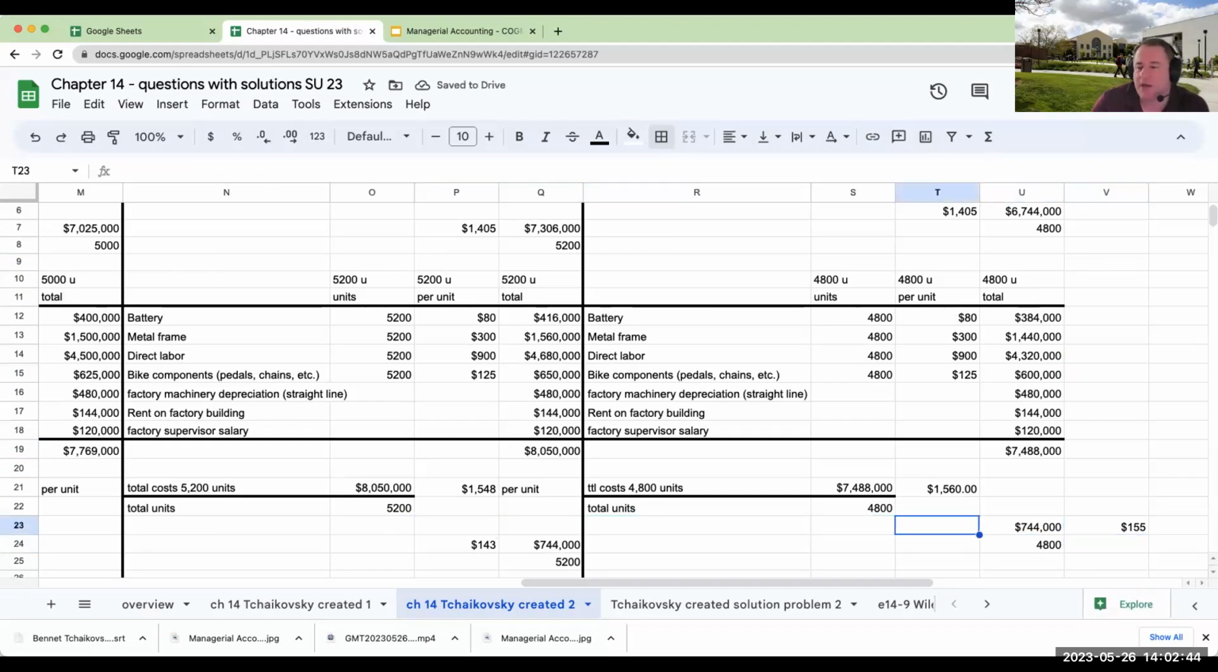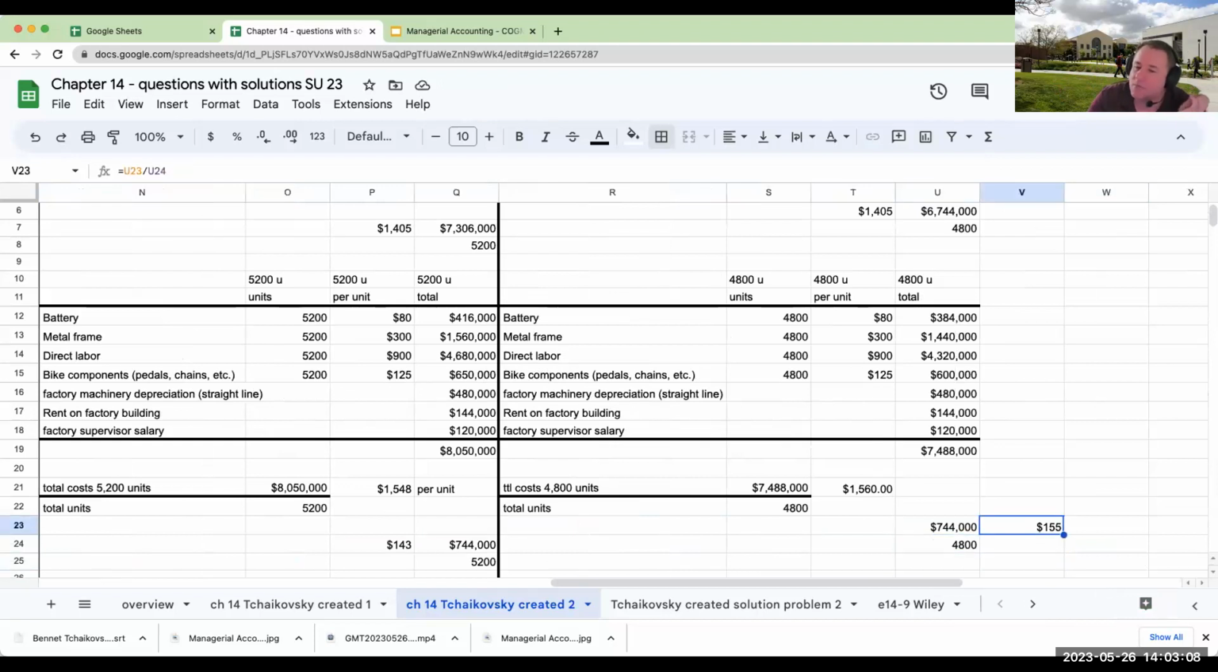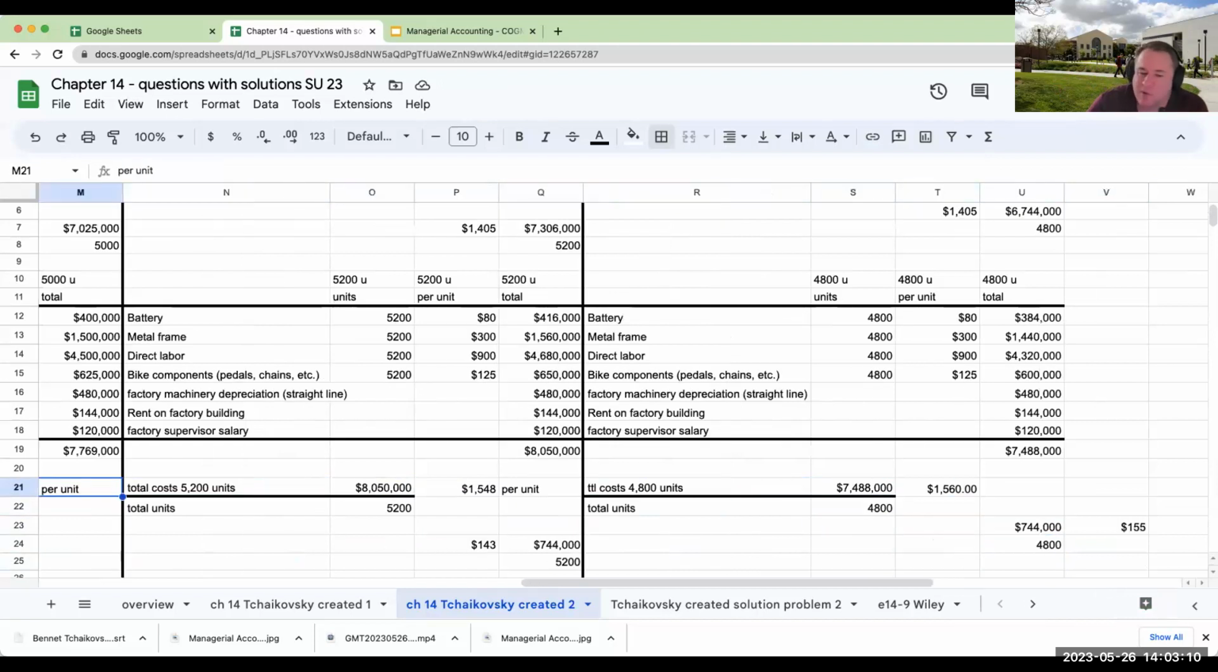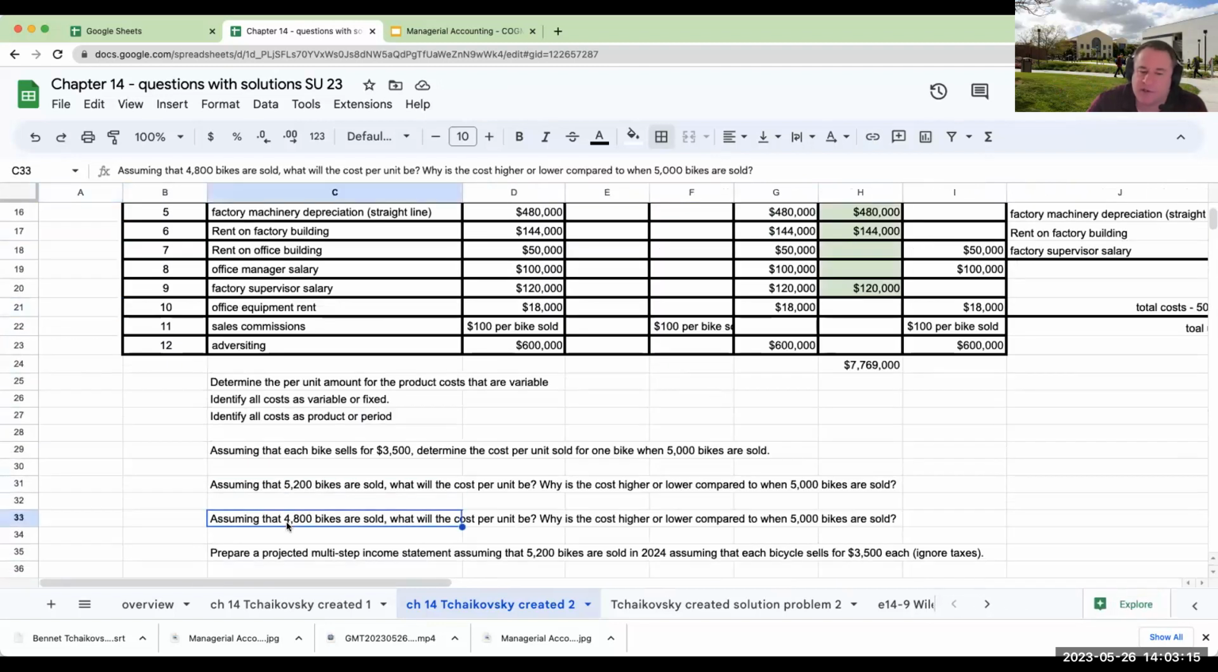So over here, this is now at 155 per unit as opposed to 143. Why is that? It's because the fixed costs are fixed. They don't change. But my issue is, the fixed costs are not changing. However, even though the fixed costs are not changing, they're being spread out amongst fewer units. So when I'm producing less, my cost per unit is going to go up. So we've just gone through those two parts.